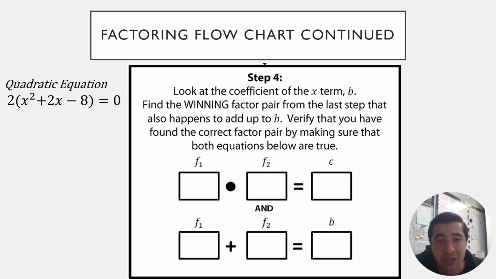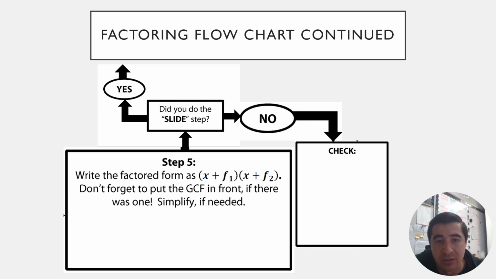Now for step 4, we want to check to make sure that our factor 1 and factor 2 multiply to equal our C, but add to equal our B. I would write 2 in the first box, 9 in the second. 2 times 9 is 18. That checks off. 2 in the first box plus 9 does add up to equal 11. Perfect. That checks off as well.